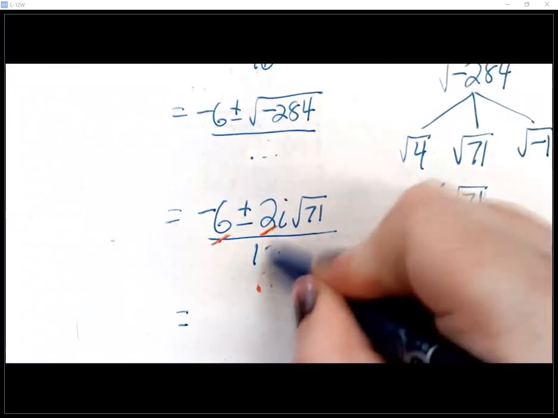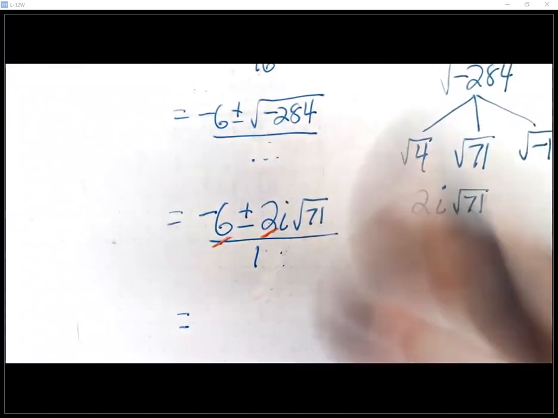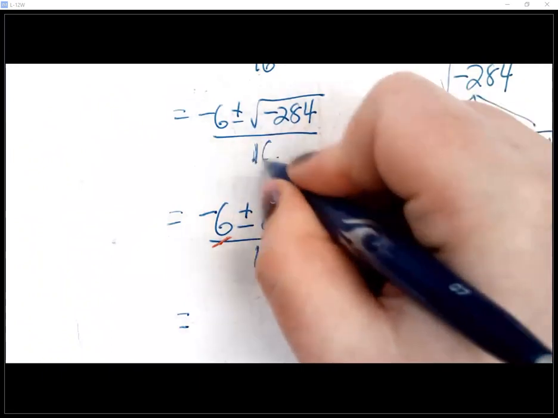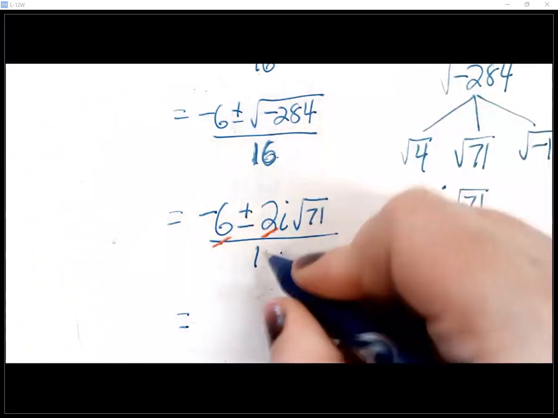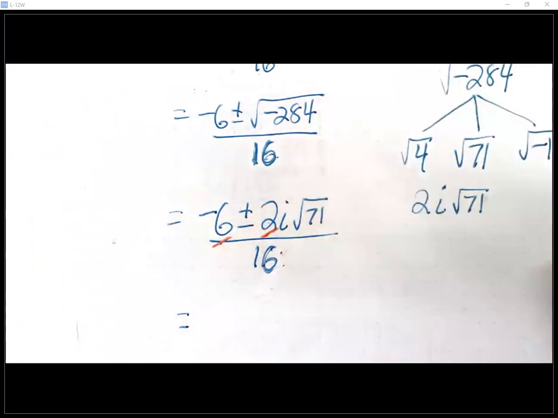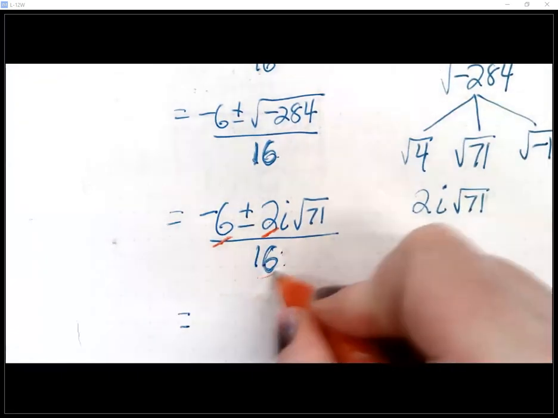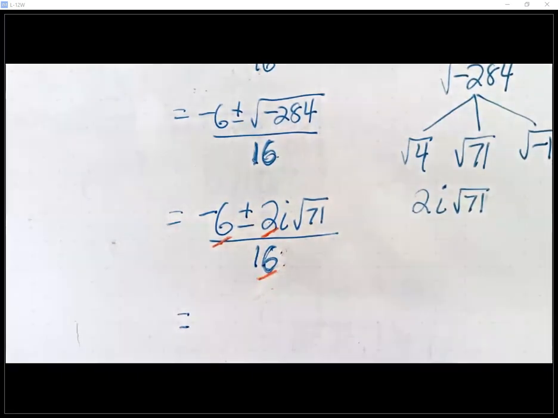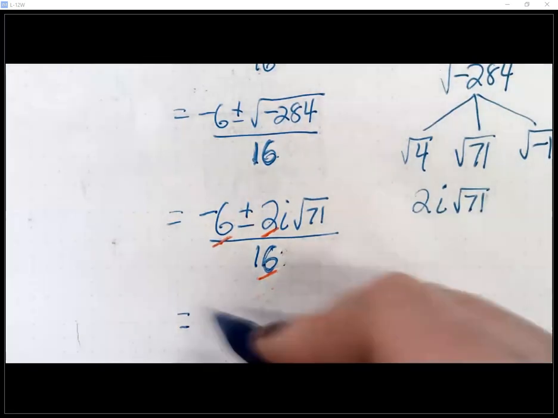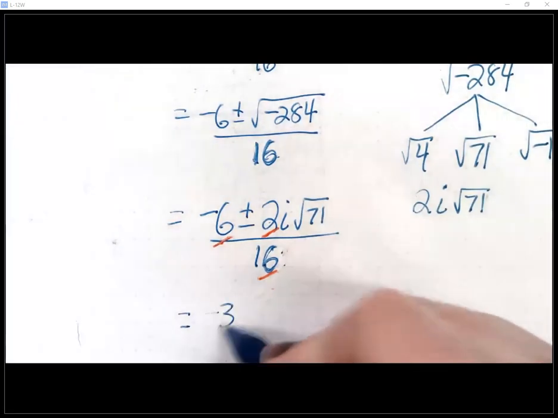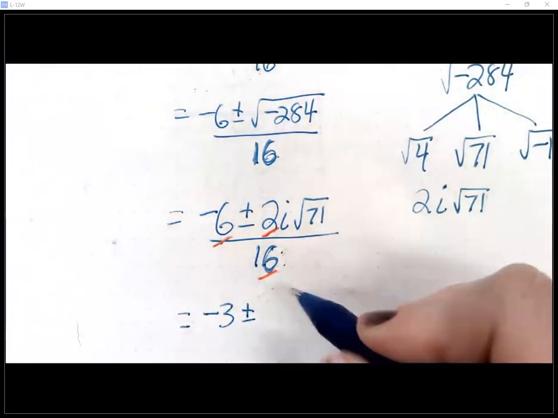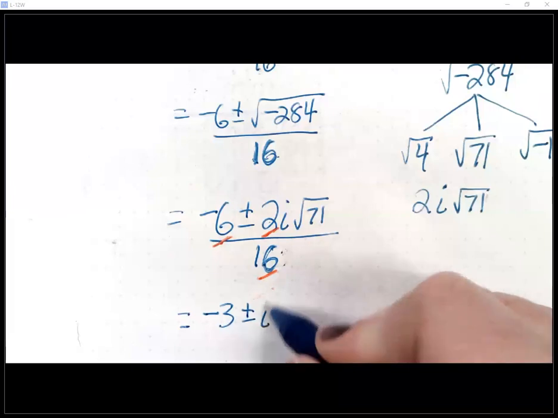Let's fix those. But lucky for us, they do still simplify. There we go. Sorry about that. Good catch. All right, so my numbers 6, 2, and 16 do all still have that common factor of 2. So let's go ahead and divide by that 2. So I get a -3 plus and minus i root 71 all over 8.